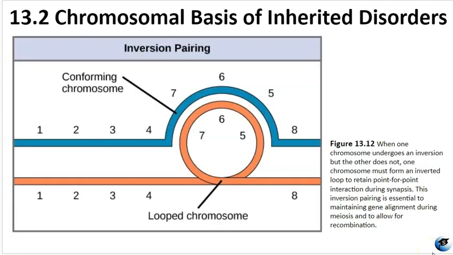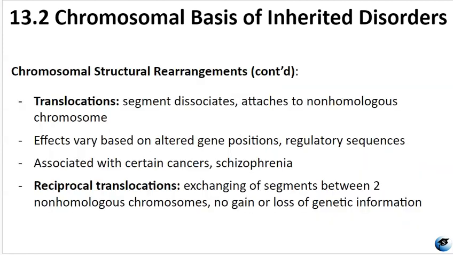Figure 13.12 shows the process of inversion pairing. Inversion pairing is that process we were talking about before, where it ensures proper alignment and exchange of genetic material during meiosis in organisms that have a chromosomal inversion. So the process involves the formation of a loop in one of the homologous chromosomes, and this helps it to achieve accurate pairing and successful crossover during synapsis.